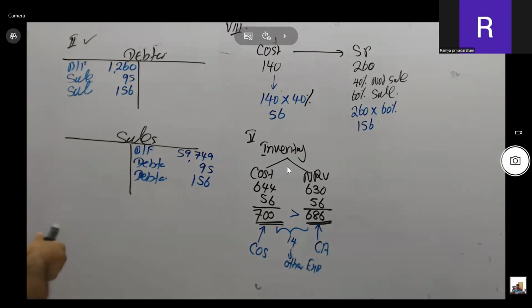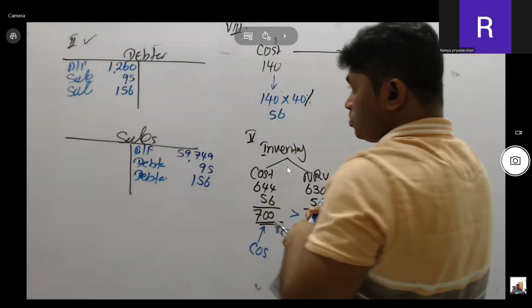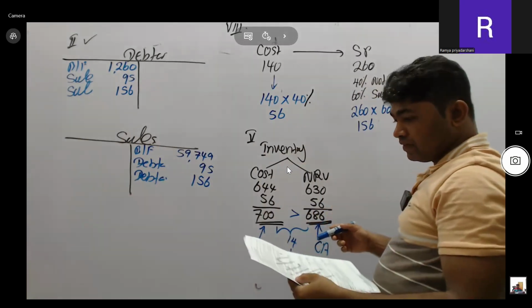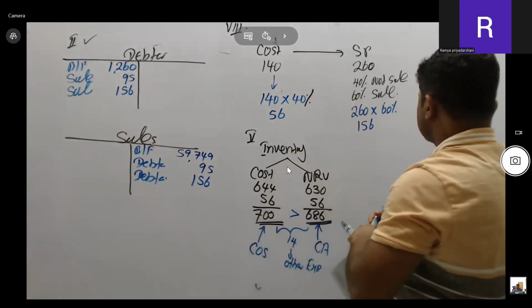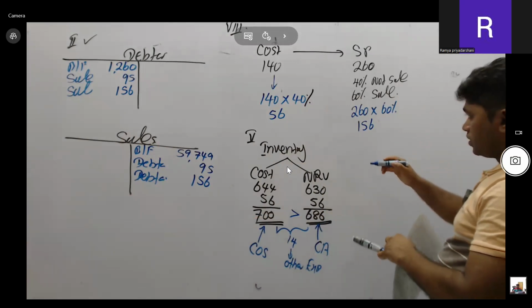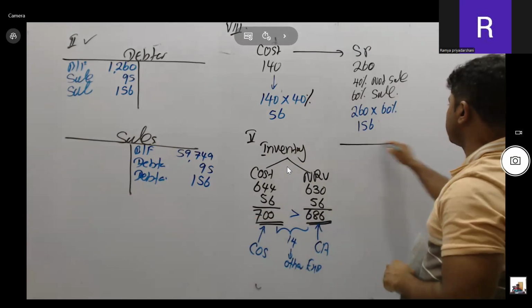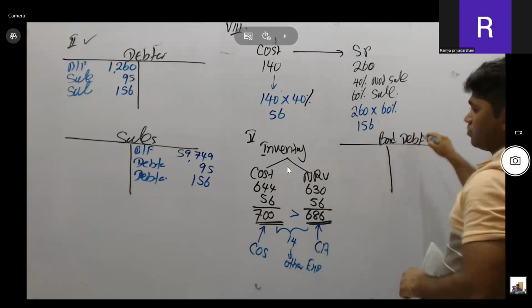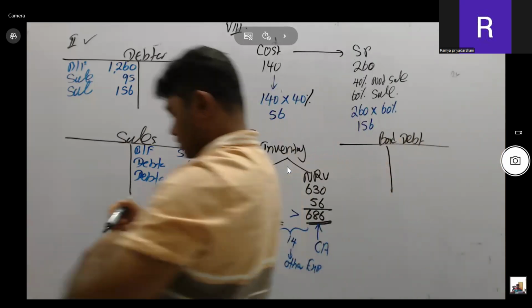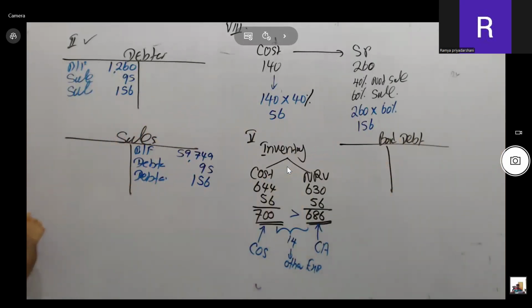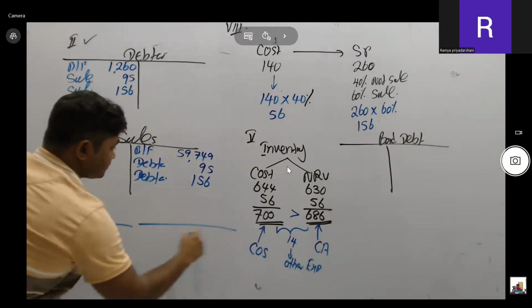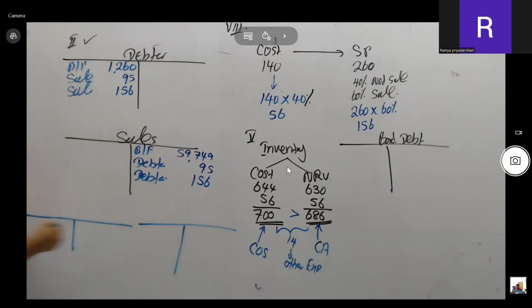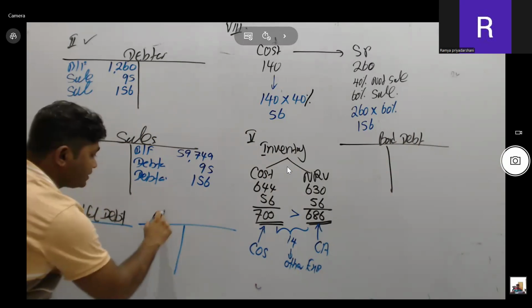But prepare the bad debts account at the same time, and the doubtful debts expense account as well as the allowances for doubtful debts. Bad debts account, and doubtful debts expense account, as well as allowances for doubtful debts.